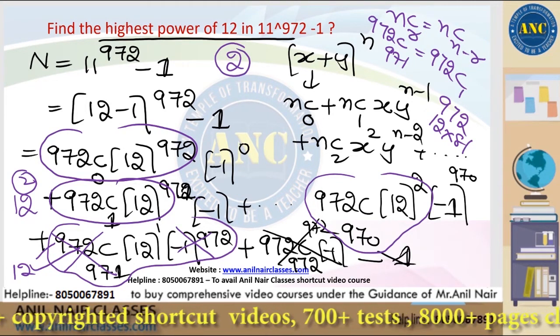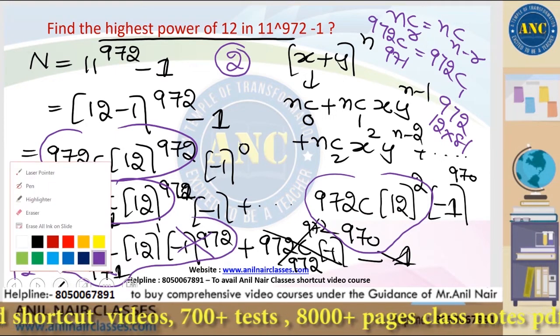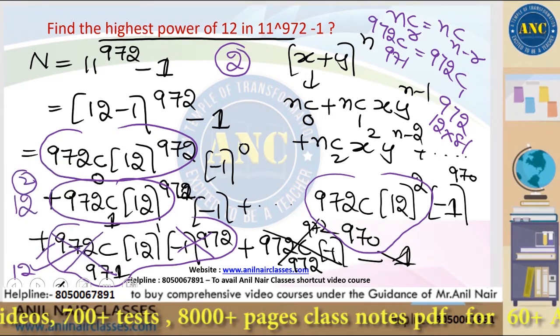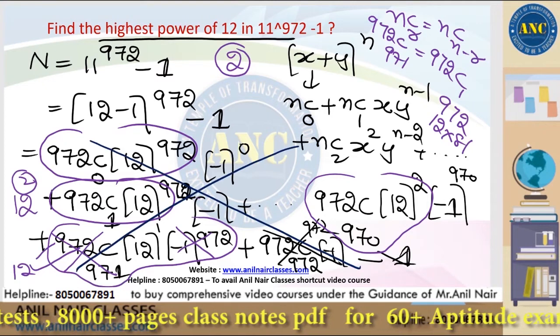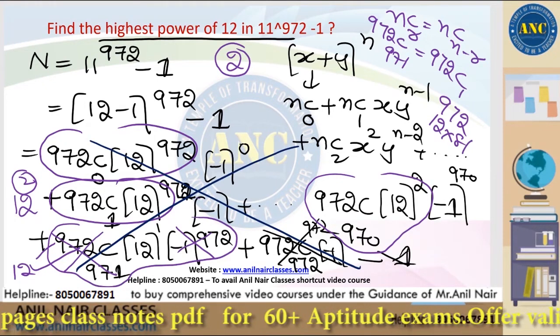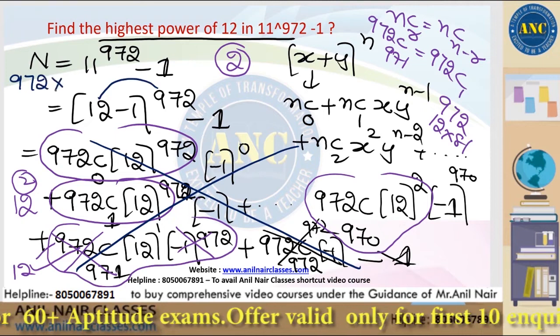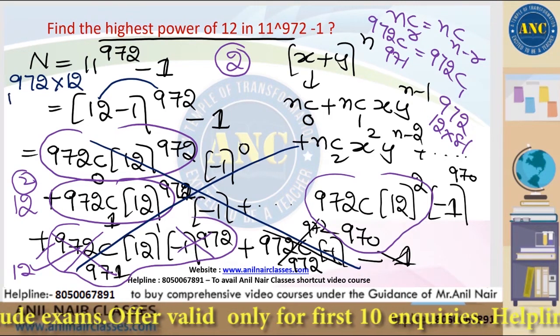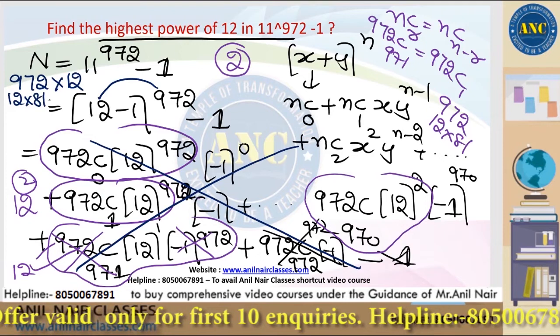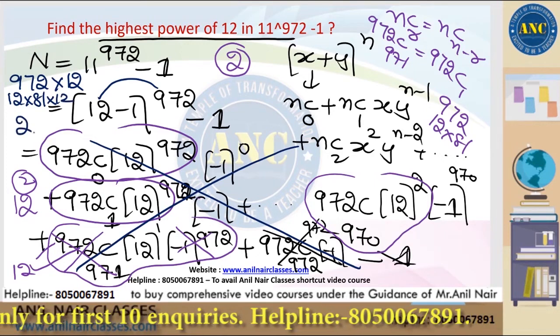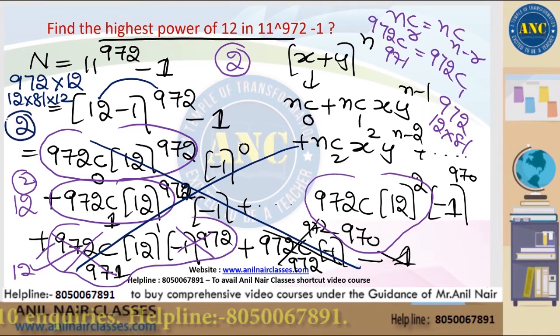You don't need to do any of these approach. This is a binomial expansion approach. This is a very cumbersome approach. Avoid this. Answer is simple, nothing but multiply the power with this value. 972 into 12. So 12 into 81 into 12. 12 square. What is the highest power? Highest power is nothing but 2. You don't need to do entire these binomial expansion. You don't need it.